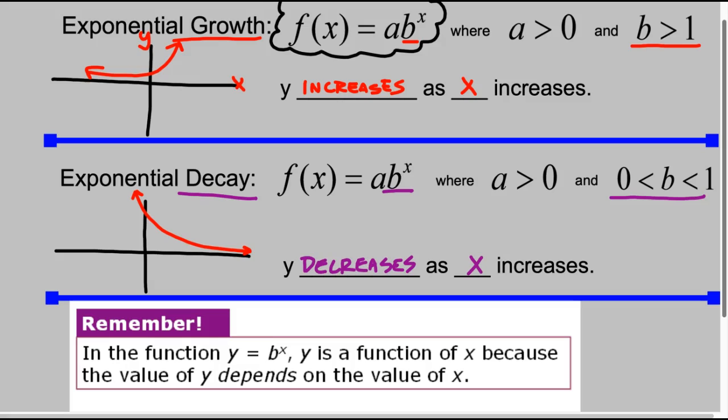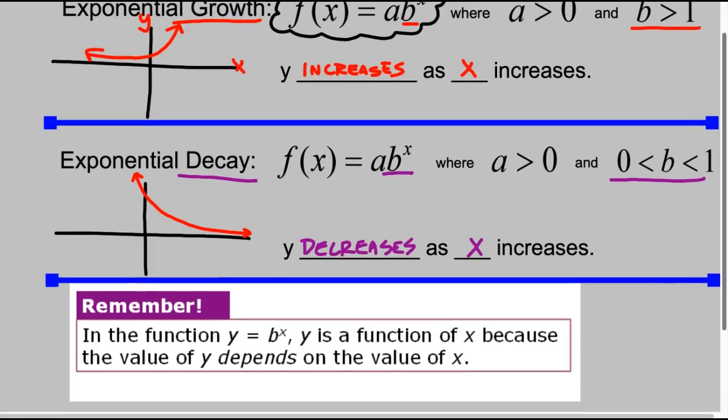It's never going to get to 0 either. It's going to get close to 0. It's never going to totally be gone. It's never going to totally decay to be 0. All right, so those are 2 scenarios.